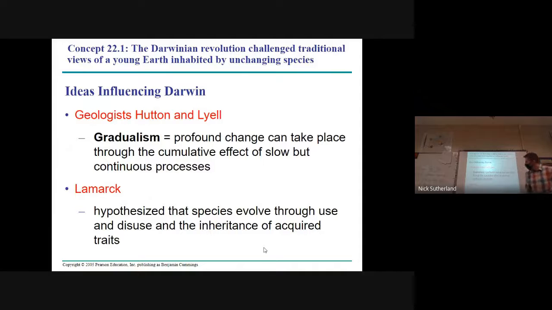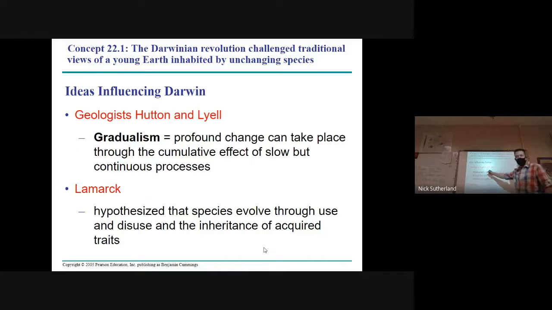But Darwin was influenced by certain people, okay? Like a lot of scientists, Darwin started as being influenced by a couple geologists named Hutton and Lyell, which is odd because they're not biologists. They're not really chemists. They are chemists in a certain way, but they are geologists. They deal with rocks and the earth and layers of the earth and things of that nature. And they had this idea, and it turns out it's kind of right, of gradualism. Gradualism is where you have profound change that can take place through cumulative effects of slow and continuous processes.